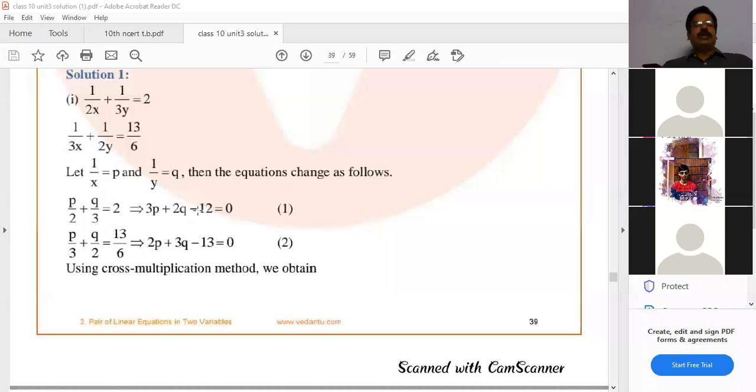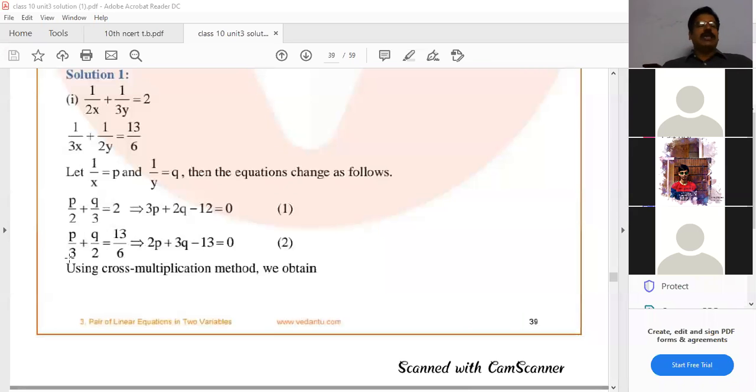3P plus 2Q equal to 12. 12 you transpose to LHS. Then your final simplification is 3P plus 2Q minus 12 equal to 0. That is the first equation. We reduce into pair of linear equations.